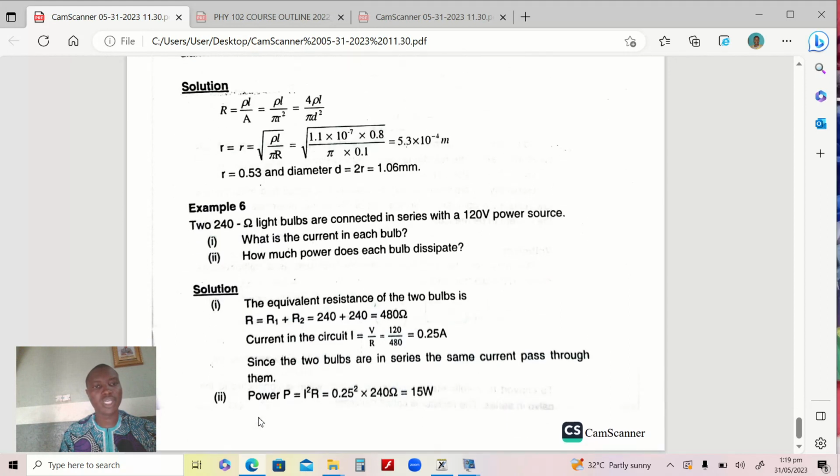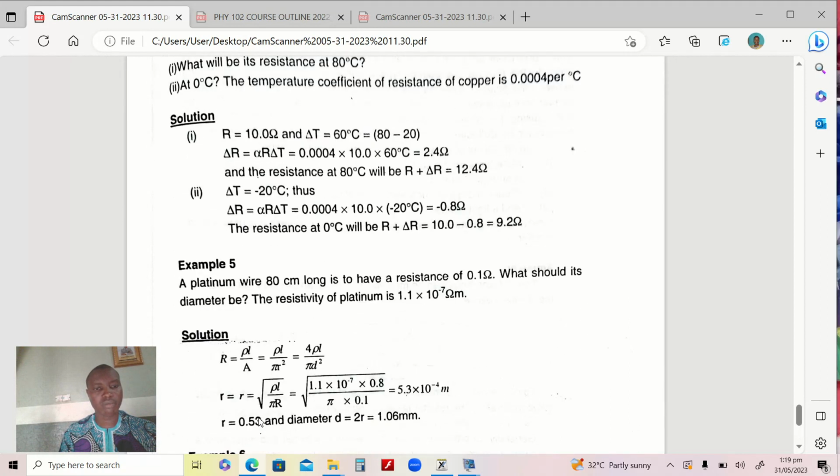All right, this one says a platinum wire 80 centimeters long is to have a resistance of 0.1 ohms. What should its diameter be? The resistivity of platinum is 1.1 times 10 to the power minus 7 ohm meter. So we have been given that.